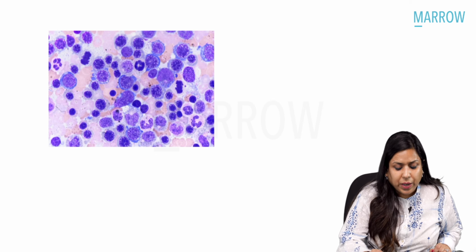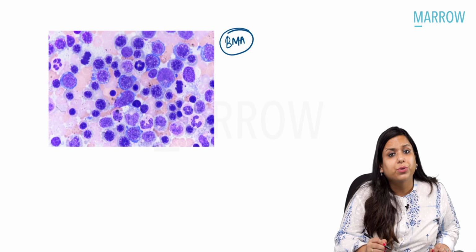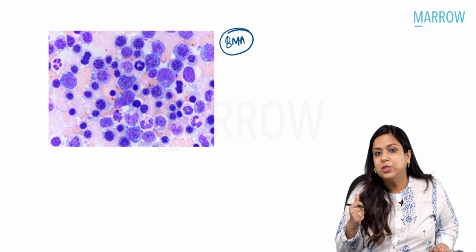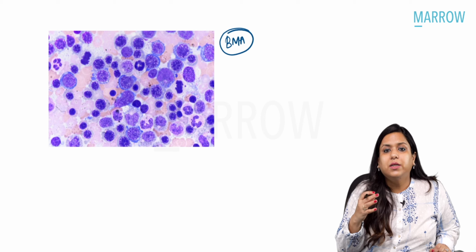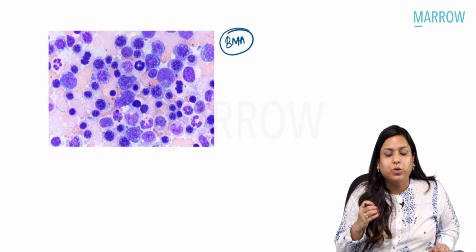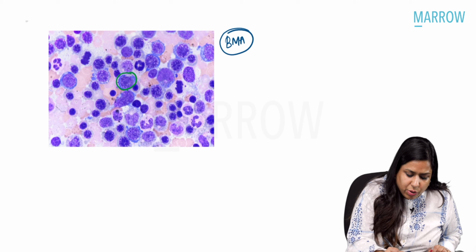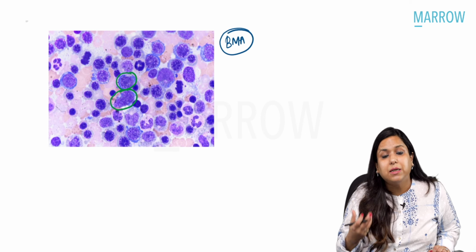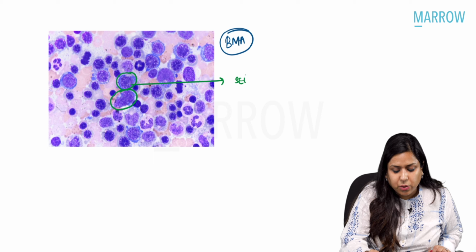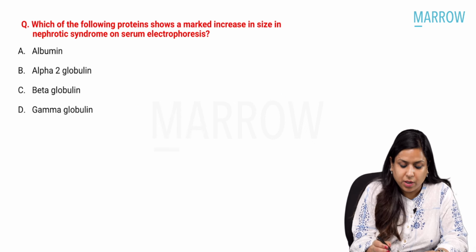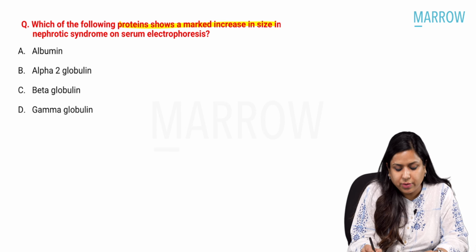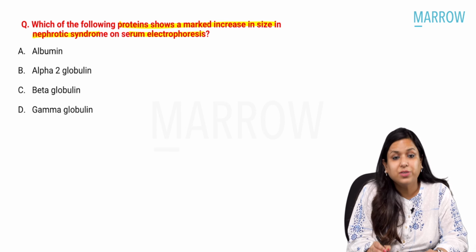Lastly, students, when you do a bone marrow aspirate, what do you see? Why is it called megaloblastic? Because you see megaloblasts. How does a megaloblast look? It has sieve-like chromatin. Can you appreciate these erythroid precursors? See the chromatin that is immature. This chromatin is called sieve-like chromatin. So, we have erythroid precursors with sieve-like chromatin. Understood?